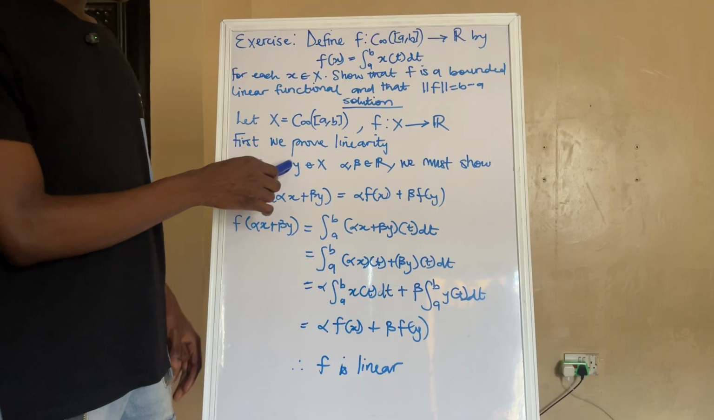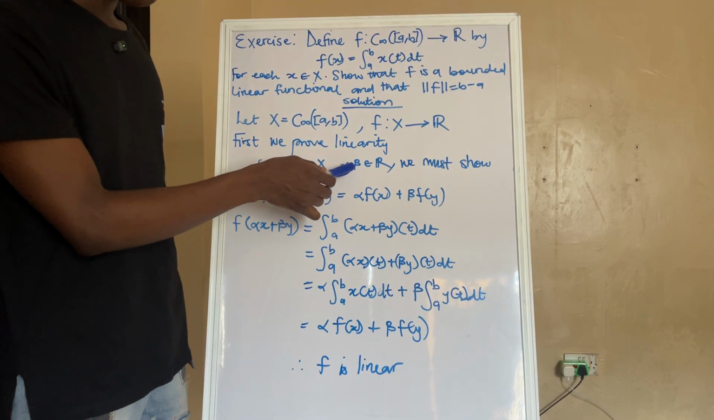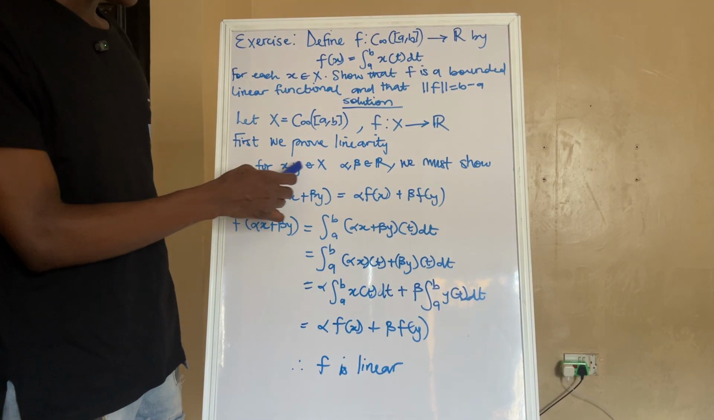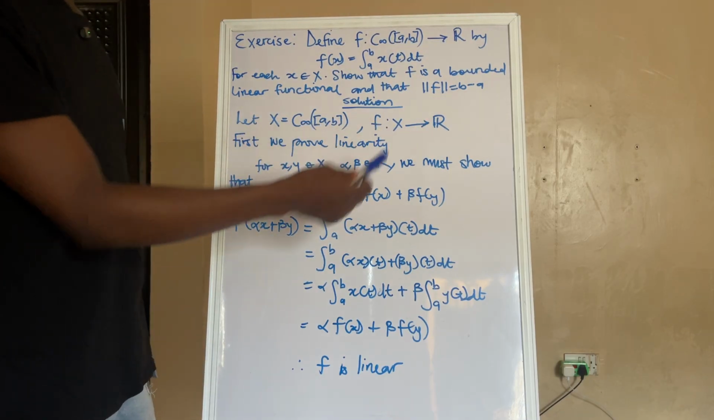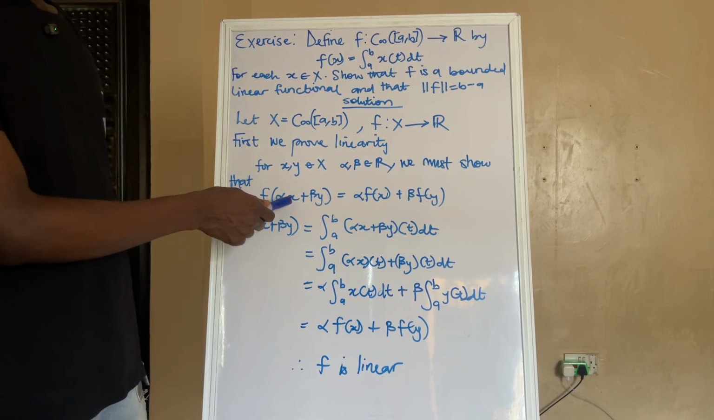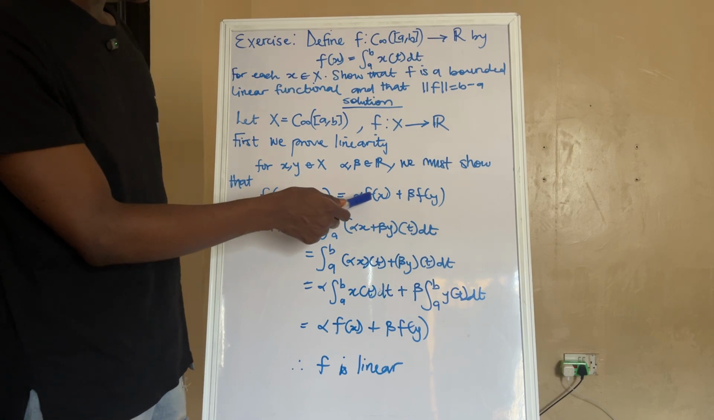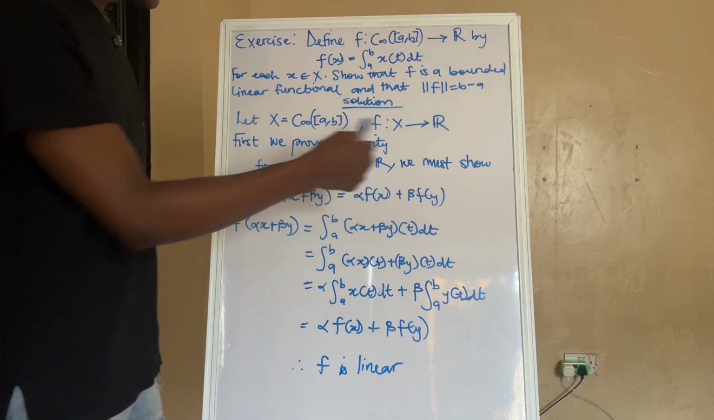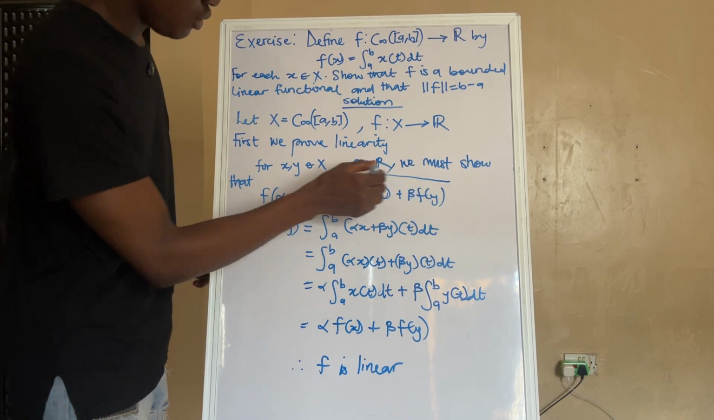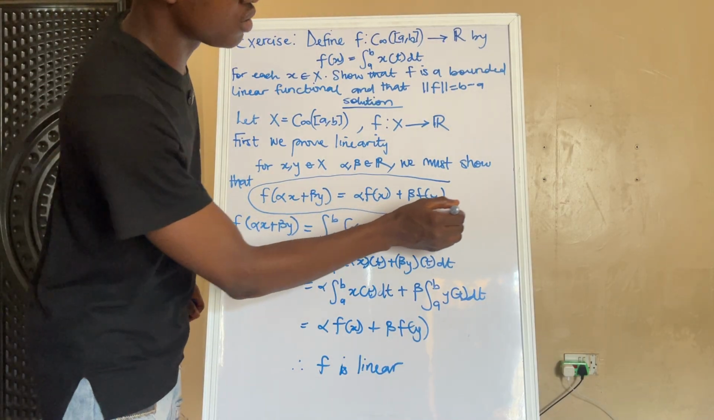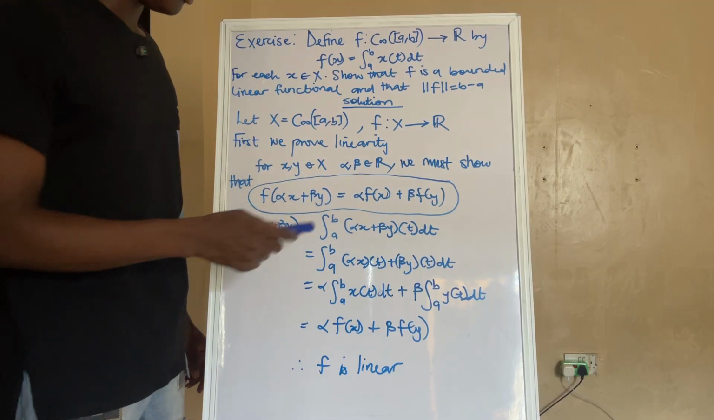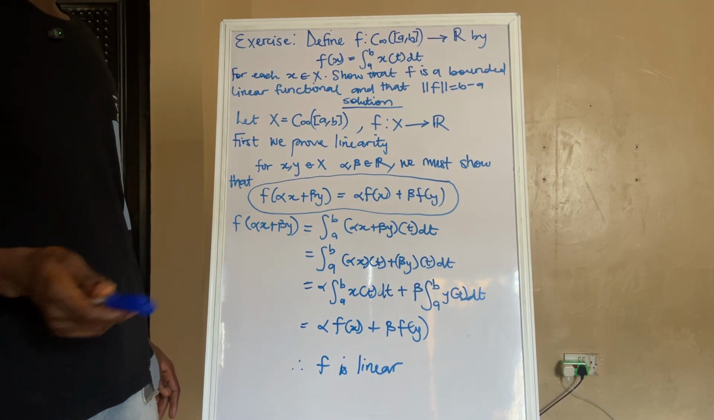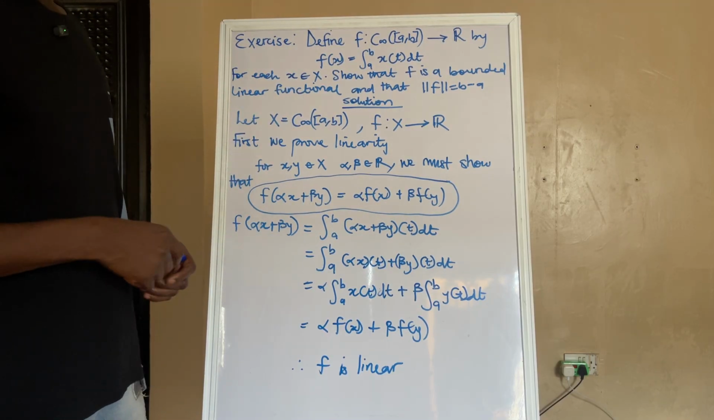So we start with x, y in X and alpha, beta in R. So we are picking our x and y from the space, and our scalars from the field. So we must show that f of alpha x plus beta y is equal to alpha f of x plus beta f of y. In my previous video, we also spoke about this, so you can watch it to understand better. This is the proof of linearity. You just have to always prove this whenever you want to show that an operator is linear.